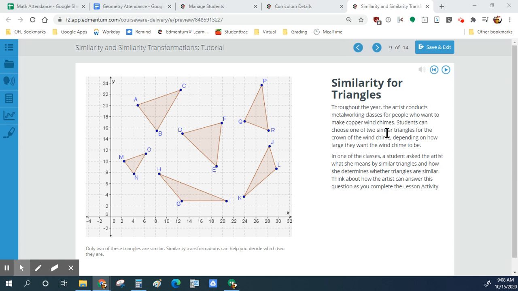Okay. All right. So we're going to finish off similarity and similarity transformations. All right. So, the question for today is, what is your favorite drink?